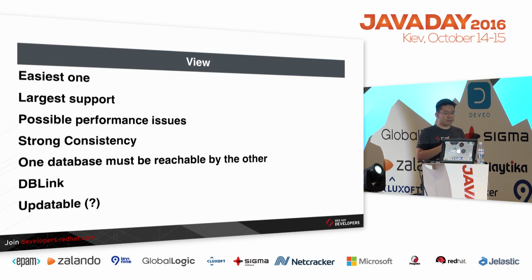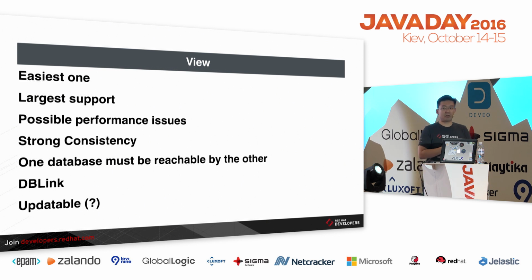First scenario is a view. A view usually is the easiest one to create a separate database or a separate schema for your data. It has the largest support in all relational databases available. It has some possible performance issues. Depending on the way that you create your view, you can have some performance issues. It has a strong consistency.